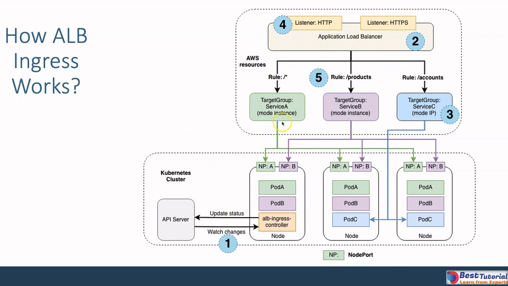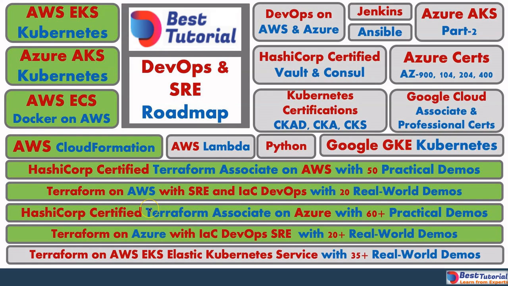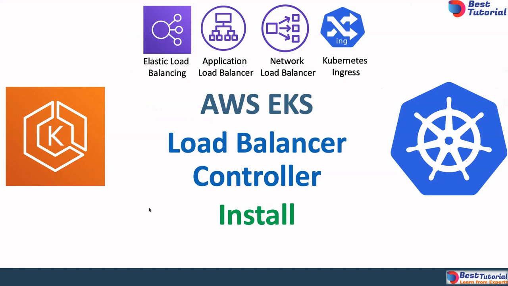So that's about the Ingress on a very high level. Welcome back. As part of this section, we are going to install the AWS Load Balancer controller on an AWS EKS cluster. And this is the core controller which helps us in creating the Ingress services in the Kubernetes cluster. So let's understand more about this in detail.